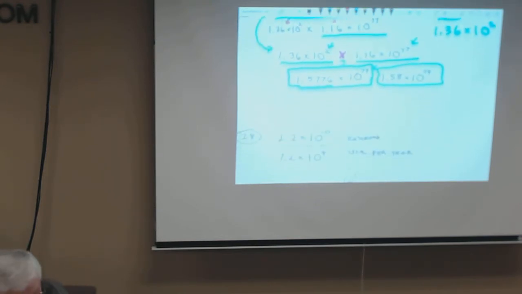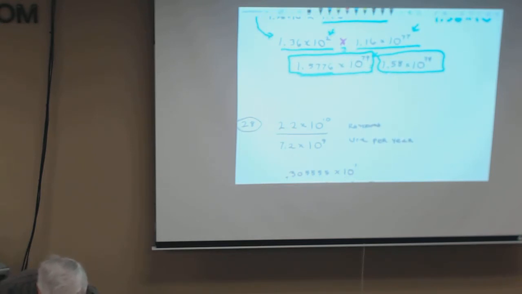Number 28. United States oil reserves are estimated to be 2.2 times 10 to the 10th. So I just write down 2.2 times 10 to the 10th and say that's oil reserves. Then I go back and read what it says next. We use about 7.2 times 10 to the 9th. So this is how much we use per year. You follow what I'm doing? I'm looking through all these words and just writing down the math essentials because I know I'm going to work with math.